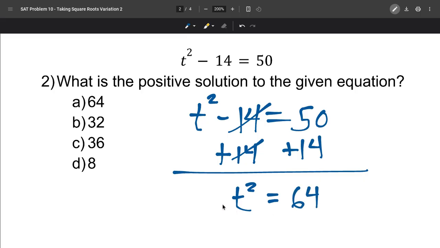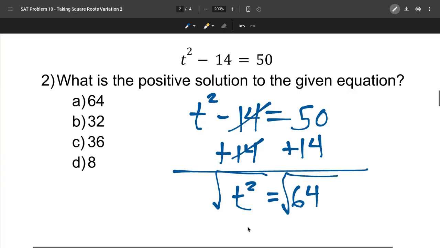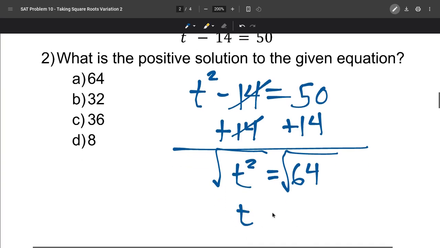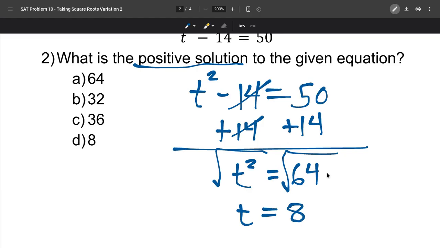You then just want t, so you need to take the square root of both sides. Square root of t squared is just t. And the positive square root of 64, because we're looking for the positive solution, is 8. And typically when you write a square root, it means the principal square root, so you're looking for the positive solution. But here we go.